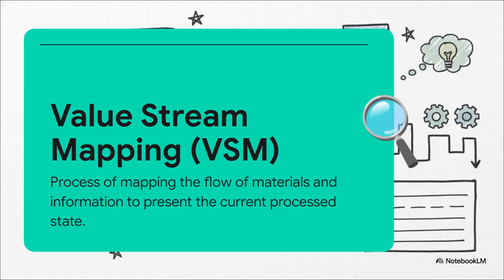VSM is this incredibly high-level strategic tool that brings together both material and information flows. By using standardized icons, it visually maps your entire process from product inception all the way to final delivery. Think of it like a highly detailed X-ray of your entire operation. It allows your team to see exactly where the product stops, where it flows, and it brilliantly exposes those hidden bottlenecks that normally go completely unnoticed.